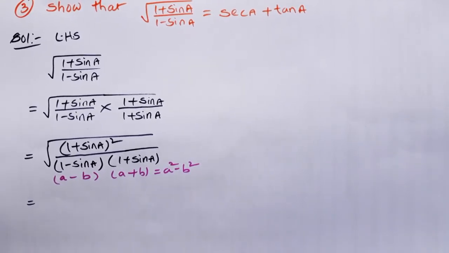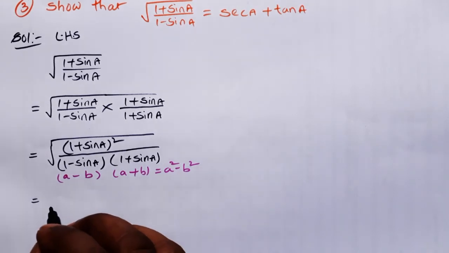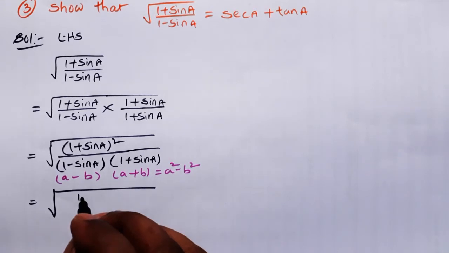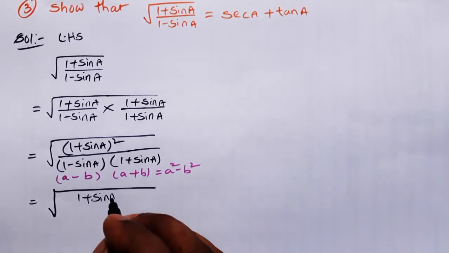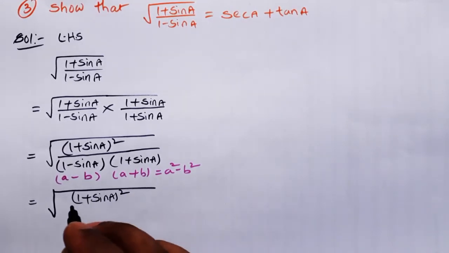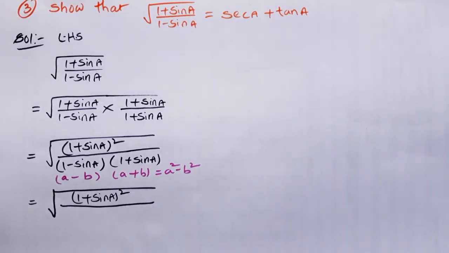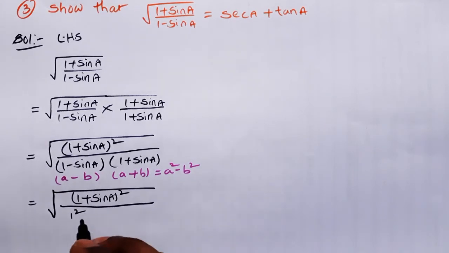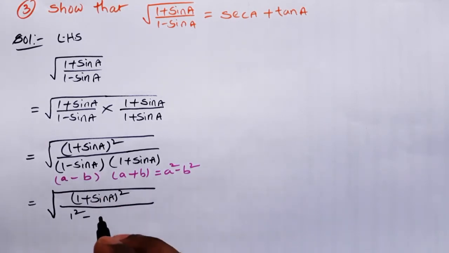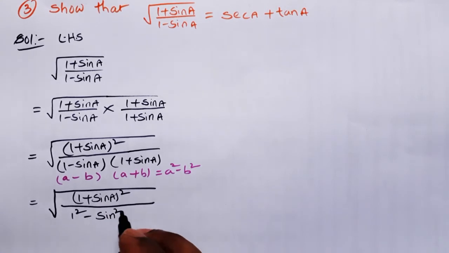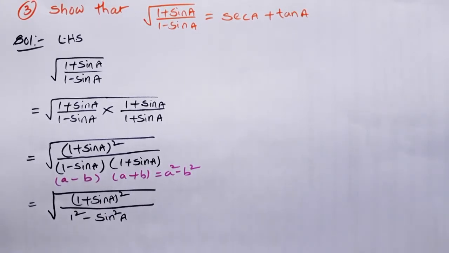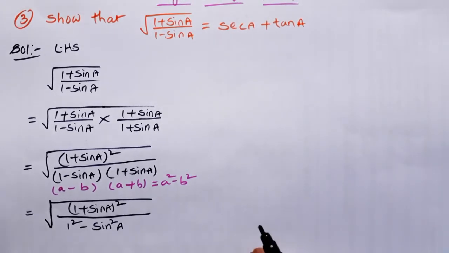So in the next step you will write like that, okay? Numerator is the same as it is, that is 1 plus sin A whole square. But in the denominator we have to write A square, no? A square means 1 square minus B square. B means what? Sin. So sin square A. Okay? Yes. Now the next step I will write here.